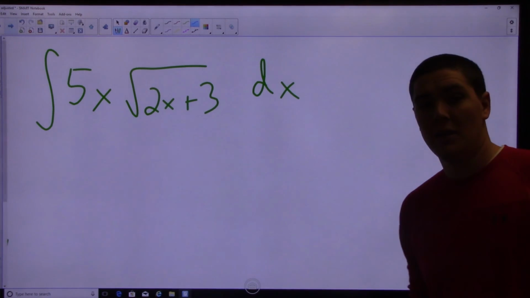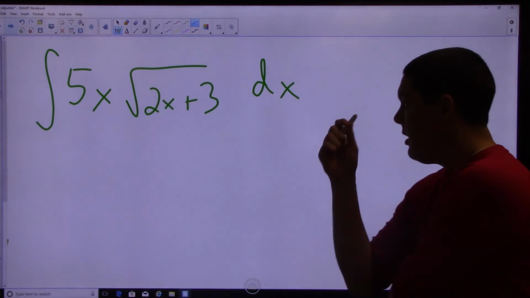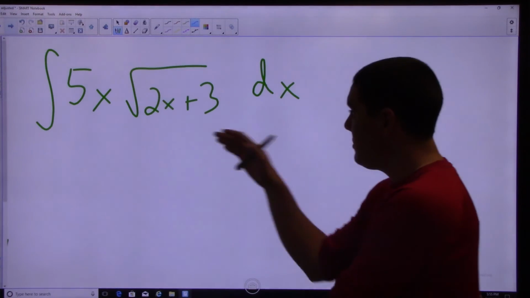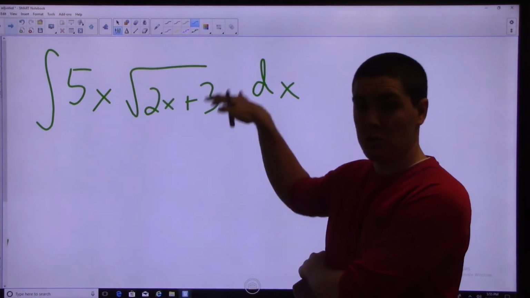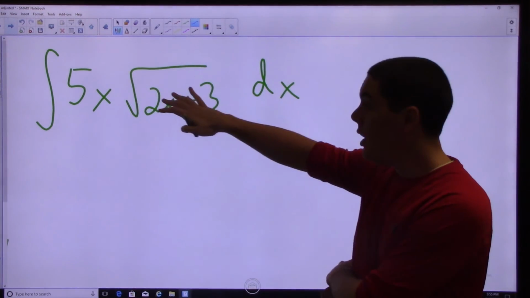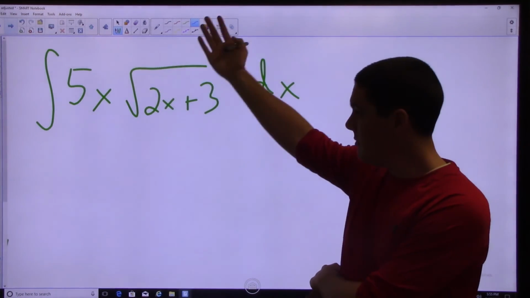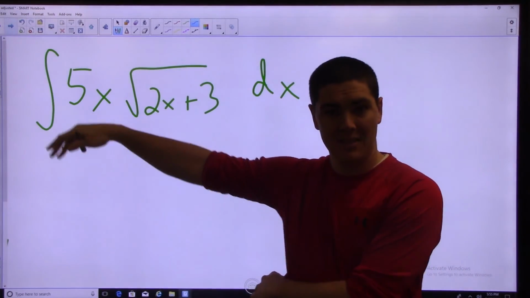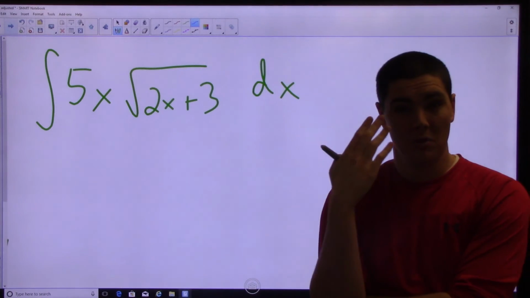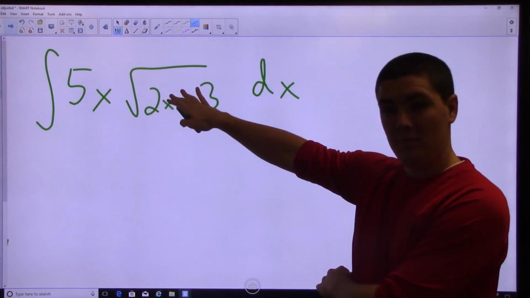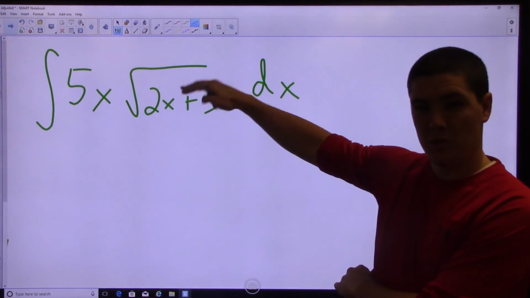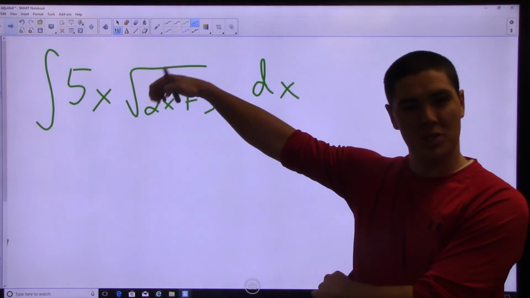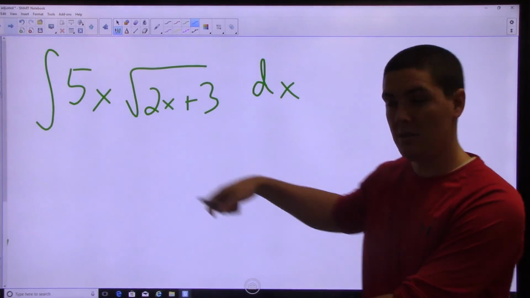All right, so let's try to make this easier on ourselves. With the square root, just let u be whatever's under the square root. The reason for that is, if I let u be 5x, that doesn't make things much more simple. Taking the square root of 2x plus 3 is a lot more difficult to think about than just taking the square root of u. So that's what we're going to do.